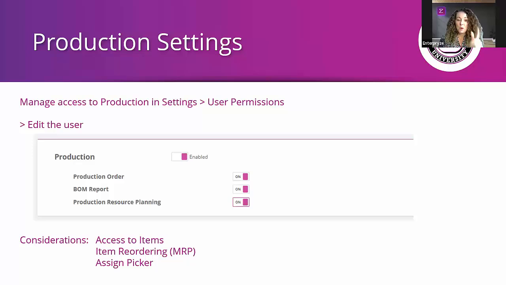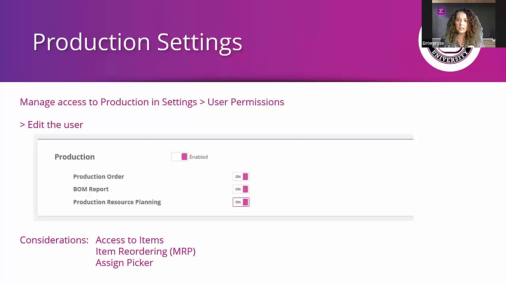Considerations. You're wondering why you don't see the MRP and the picking option there. The considerations are: does this user already have access to items? Is it read-only or full access? The access to items is given through the items permissions section. Item reordering, which is specific to MRP, is given through the procurement or purchasing permissions.